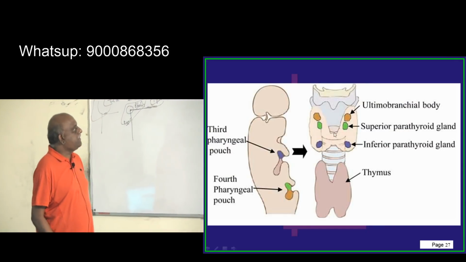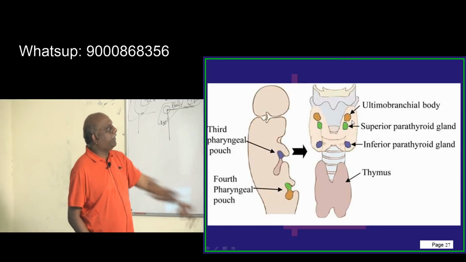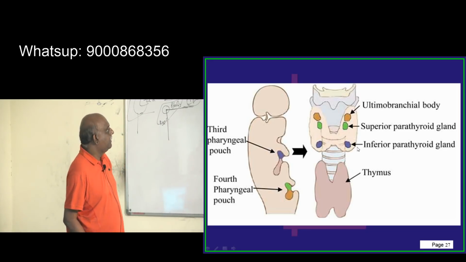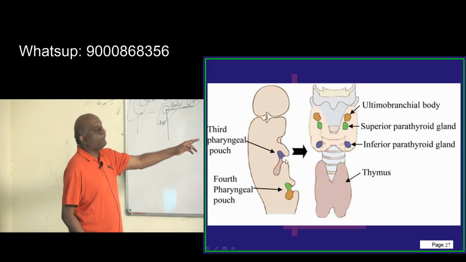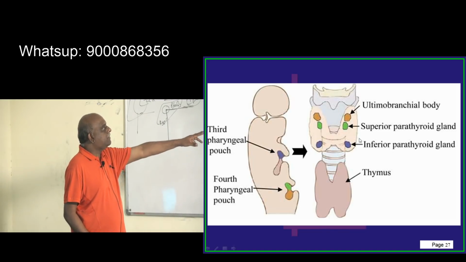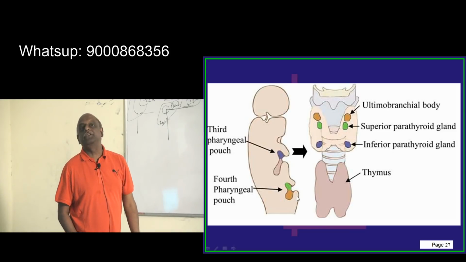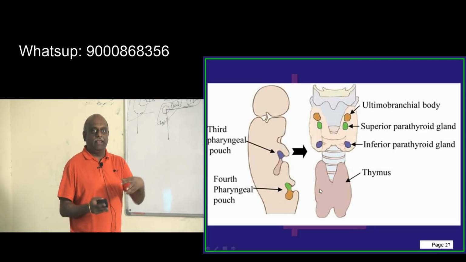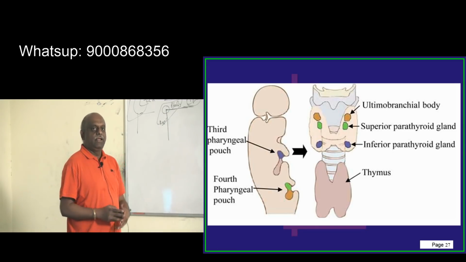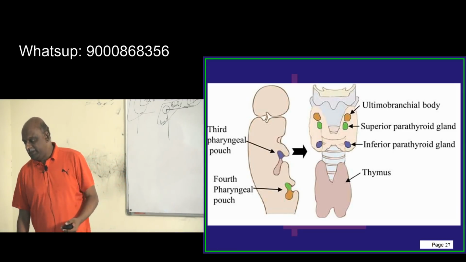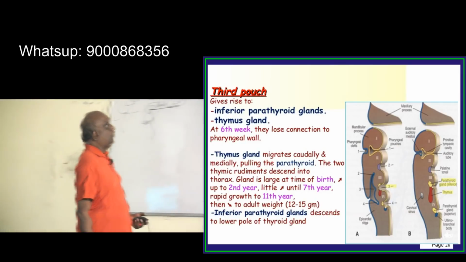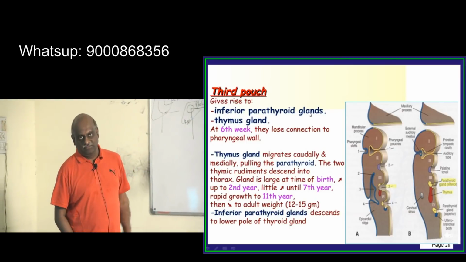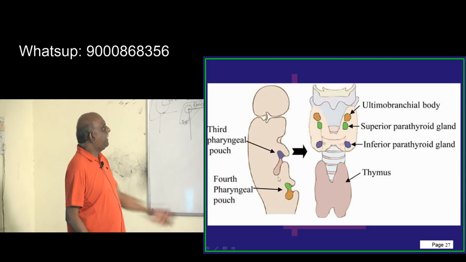So this is called the ultimobranchial body, the superior parathyroid and inferior parathyroid. So inferior parathyroid comes from the third pharyngeal pouch and superior parathyroid comes from the fourth pharyngeal pouch. So the development of all these parathyroids, thymus, everything is closely linked with each other in case of DiGeorge, is what you need to basically remember. So what does the third pouch give rise to? Inferior parathyroid and thymus gland. They are the two structures that are coming from the third pouch.